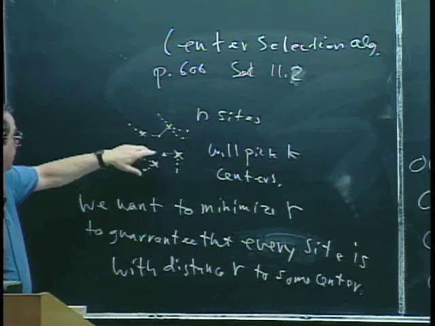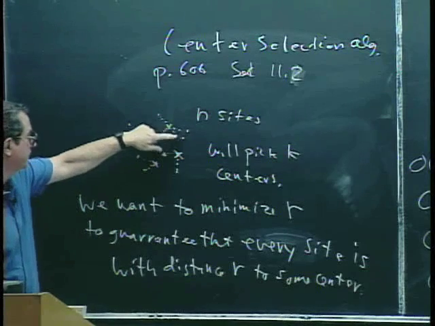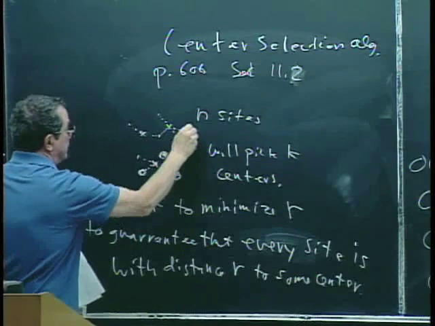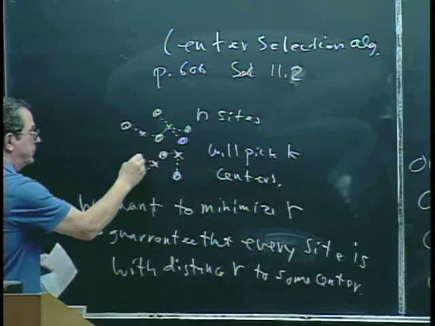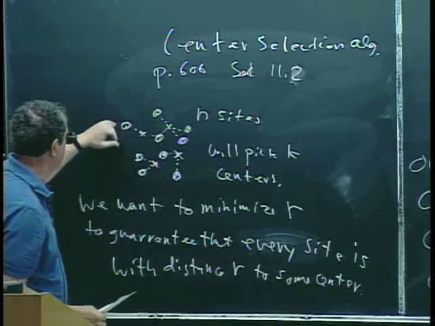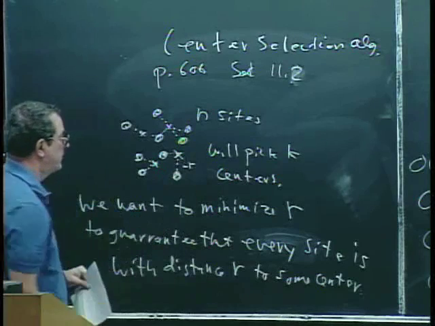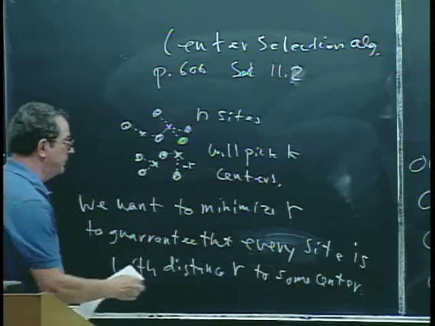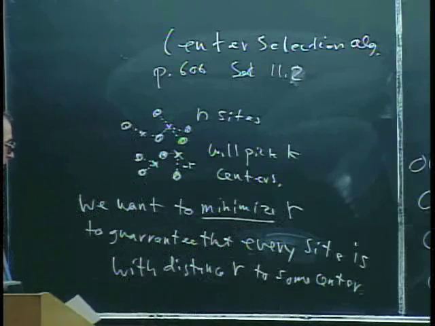So everybody understand what I did here? I just put down some centers marked by X's, and then for every one of the original sites, I'm showing you which center it's closest to, and then the longest distance between a site and its corresponding center is equal to R. Just eyeballing this, that looks like the longest one. Okay? And what we want to do is minimize that radius. We want to minimize R to guarantee that every site is within distance R to some center.